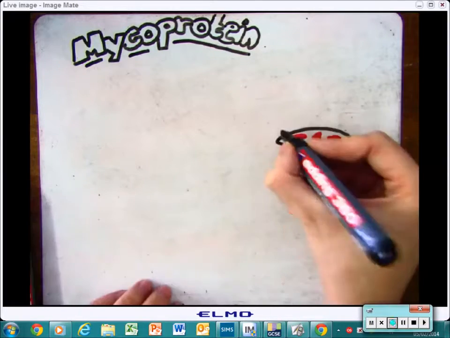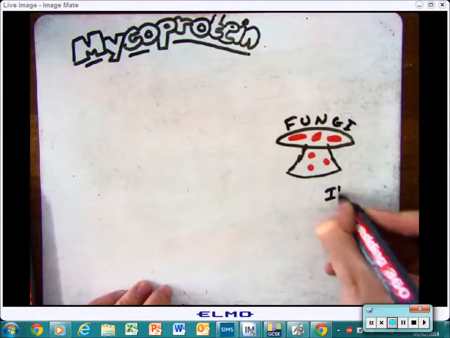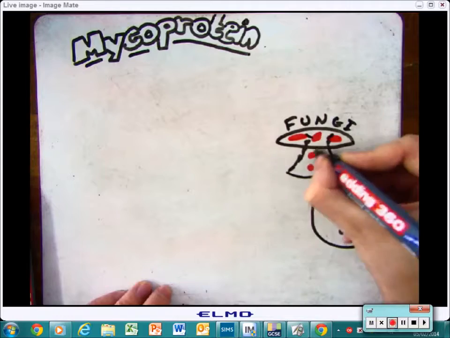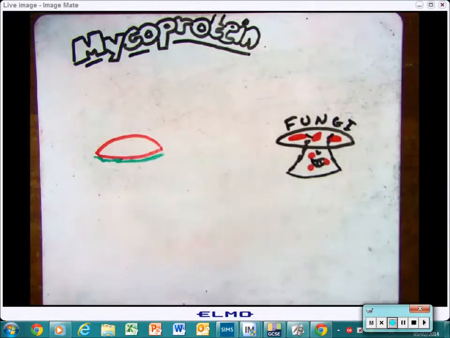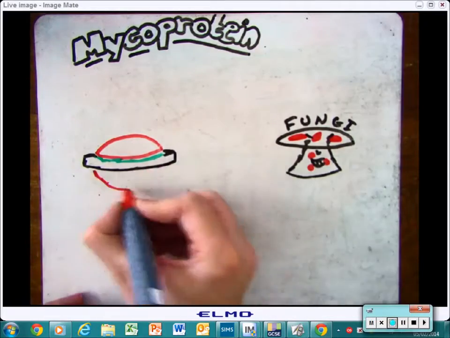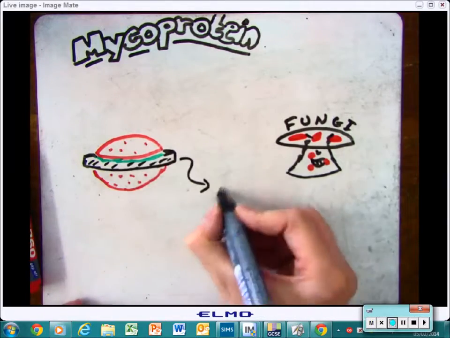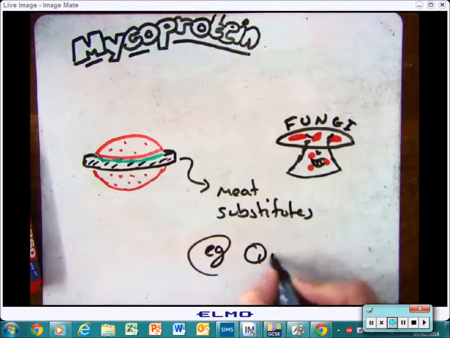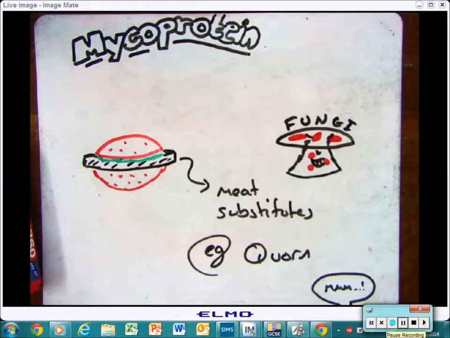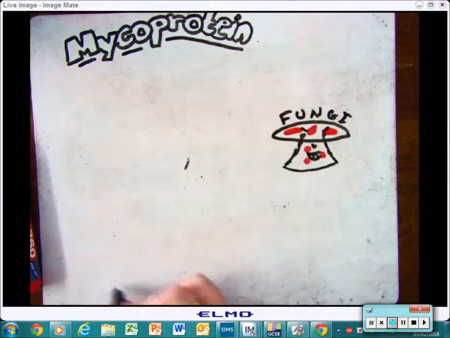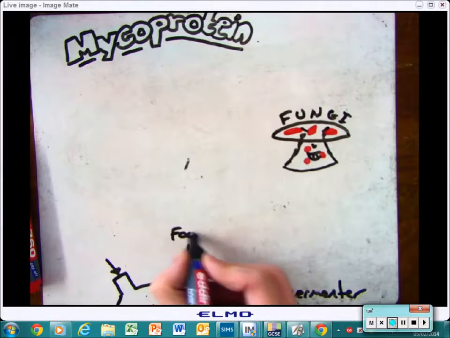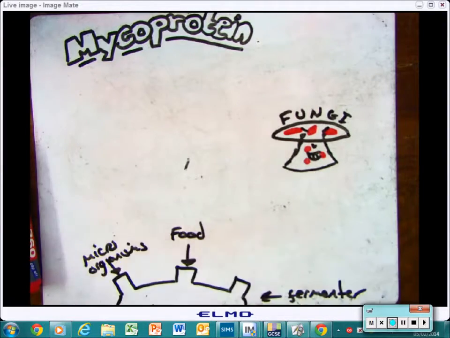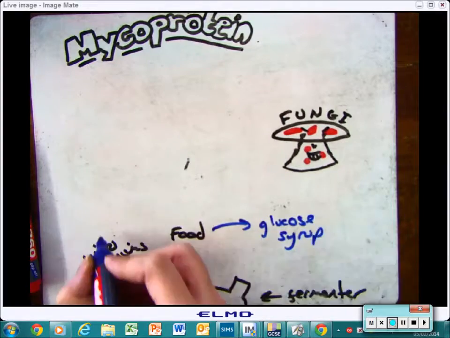Now, microprotein is simply a food that's made from fungi. So what they'll do is they'll take a fungi from mushrooms and they will squish it together and it produces microprotein, and this is used to make meat substitutes for vegetarians such as Quorn. So what they'll do is they'll take the actual fungus itself, which is called Fusarium, and they'll grow it in fermenters. They'll put the Fusarium into the fermenter and use glucose syrup as a food.